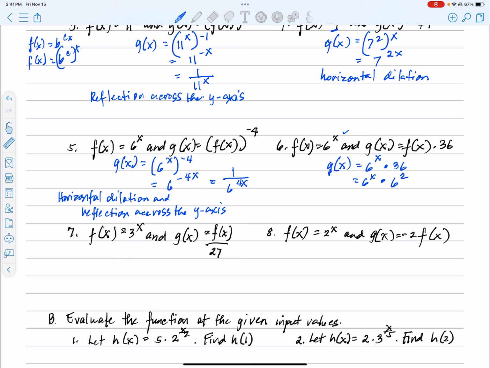So we're going to use the power property: add the exponents when you multiply. So this will become 6 to the power of x plus 2. Take note, it's a plus. So there is a shift. When it's plus, it shifts left 2 units.